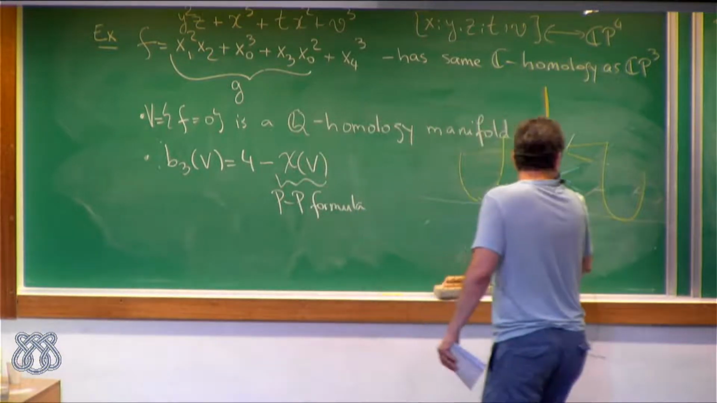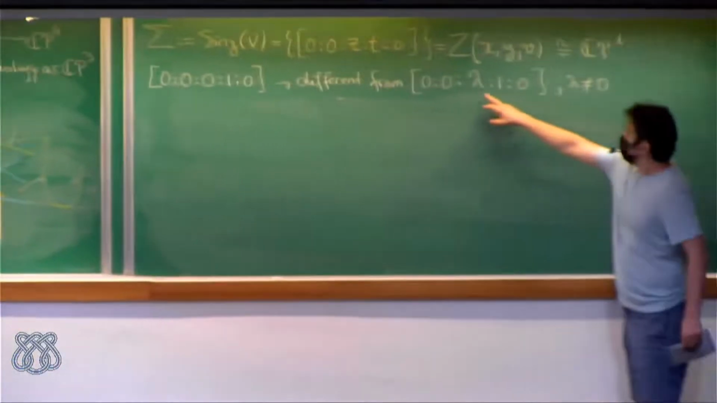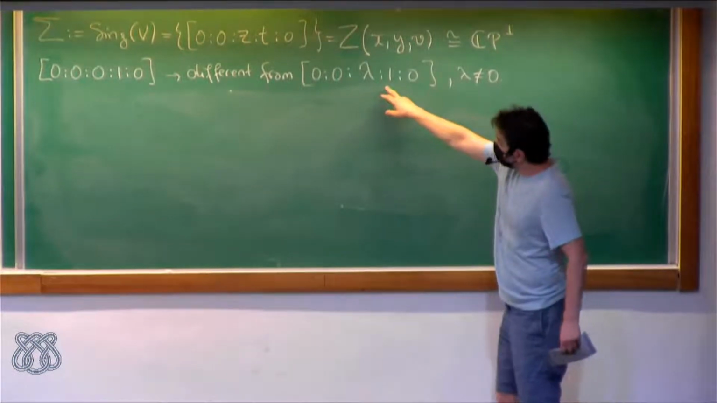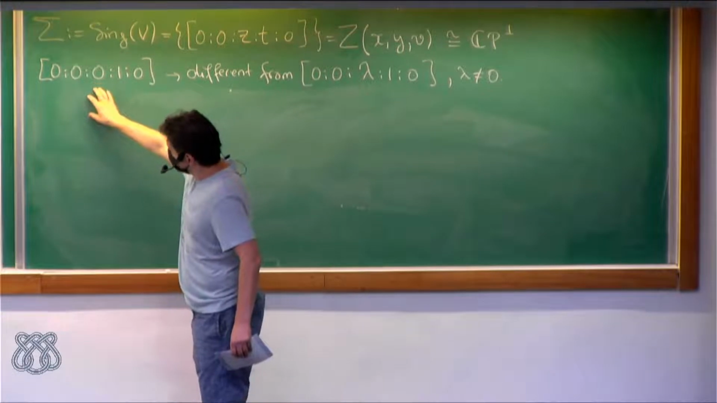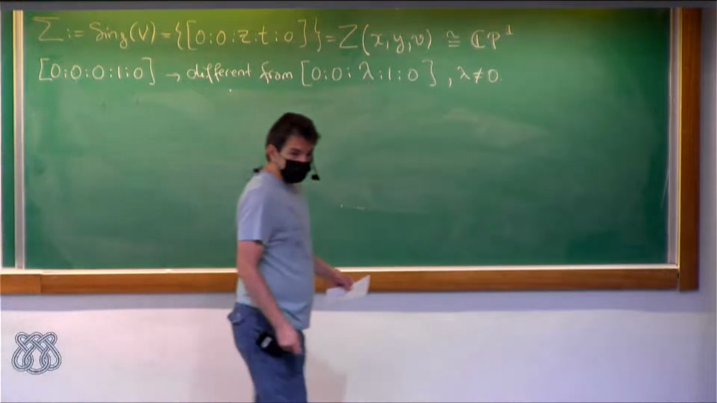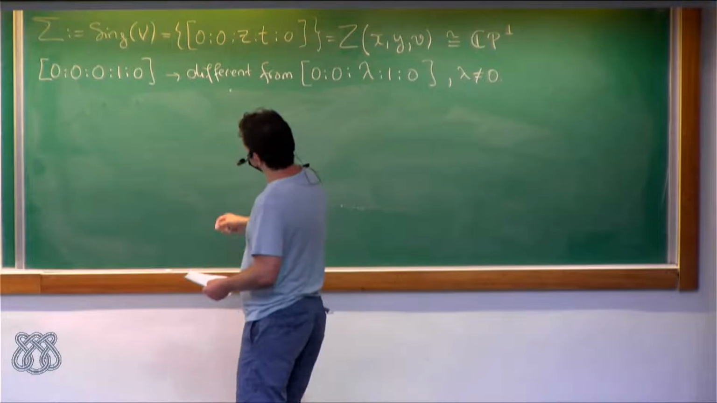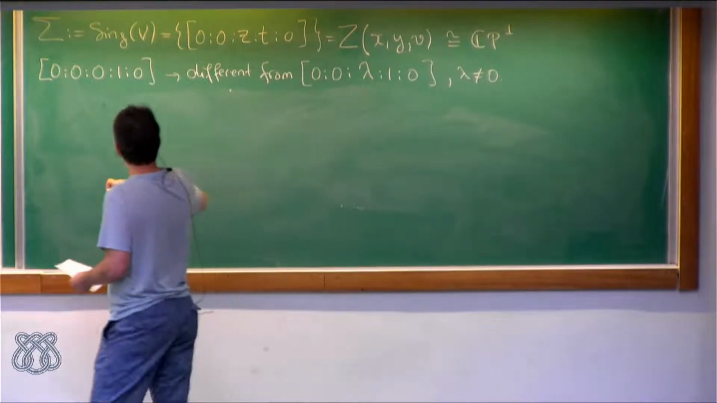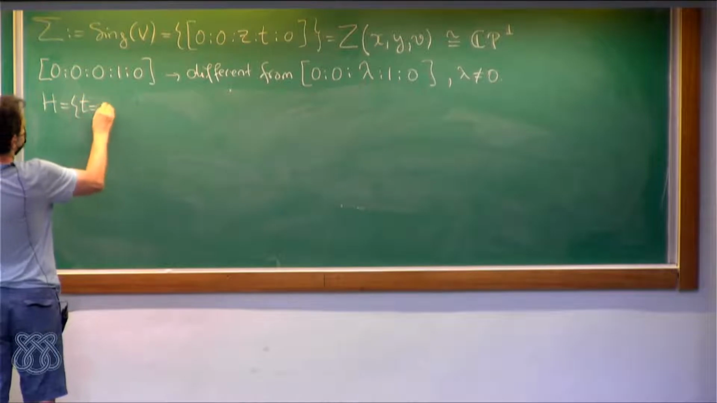So the story replicates here. You'll have two planes for lambda not 0 as the tangent space at such a point, and the double plane at this point. So I guess it's easier to do this in the affine picture, in the affine coordinates. So bear with me for a little bit till I work out the stratification. So let H be, let's say, t is equal to 0.